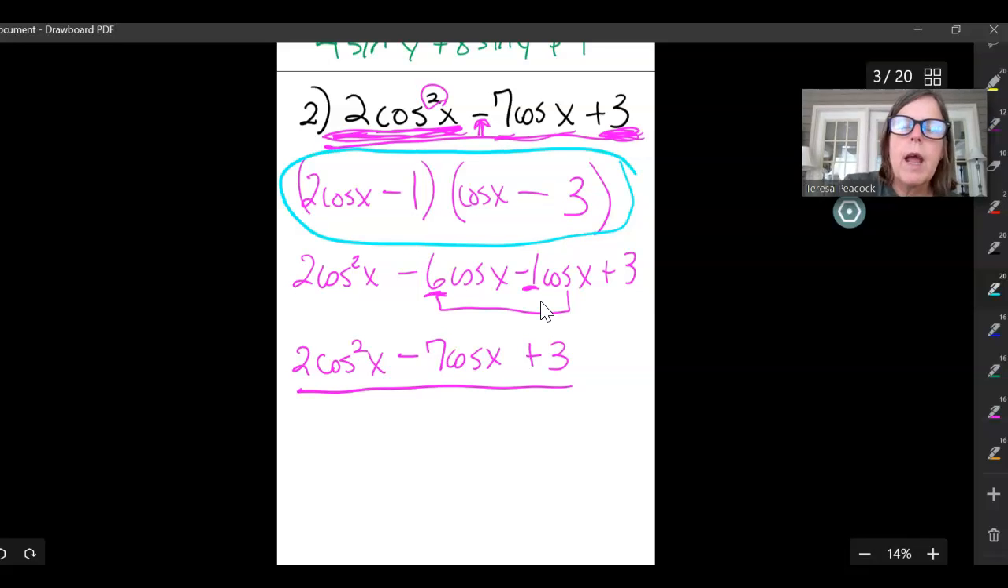I have factored that because I have written it as a multiplication expression. And you see how the cosine x is not squared anymore. So I've broken it down to its simplest form.